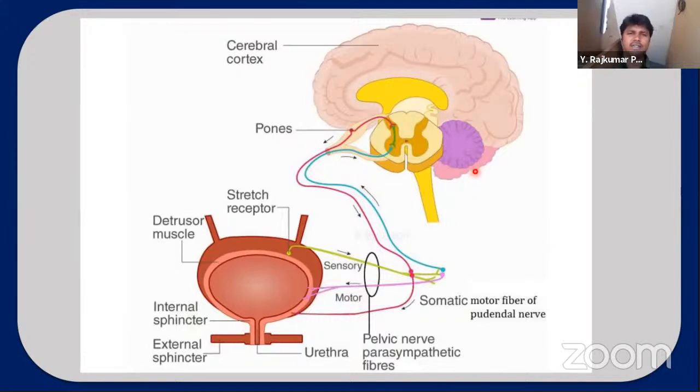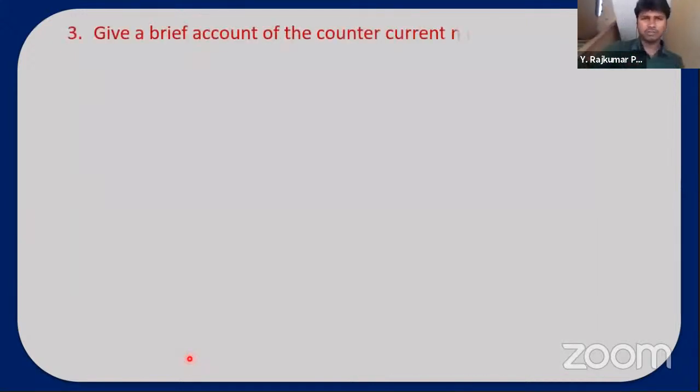In children, urination is not under their control because the internal sphincter and external sphincter are both involuntary in them. But as they grow up, the external sphincter becomes voluntary, that is under the control of the person. Okay. Let's see the next question for the 4 marks.